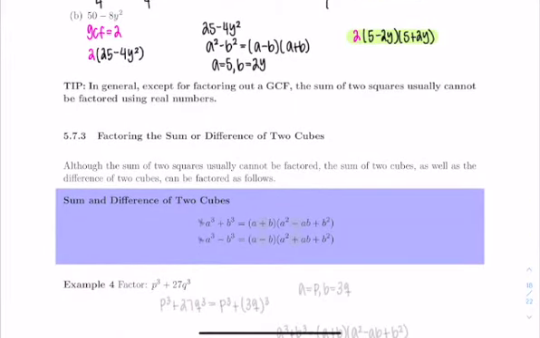So in general, except for factoring out a GCF, the sum of two squares usually cannot be factored using real numbers. The difference of squares is completely okay, but the sum of squares is not. Although the sum of two squares usually cannot be factored, the sum of two cubes as well as the difference of two cubes can be factored as follows. These ones you will need to memorize.